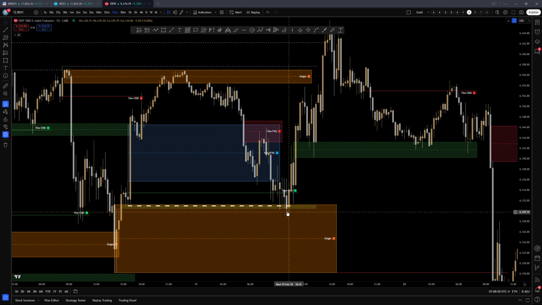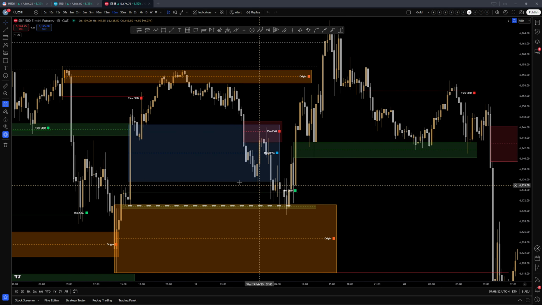So fair value gaps, bullish and bearish, and inverted fair value gaps, all of them useful liquidity areas to frame ideas for trades. Now, one additional thing I want you to think about when you're looking at these concepts and you're considering where price is going to move to is that price only really does, let's say, four main things.